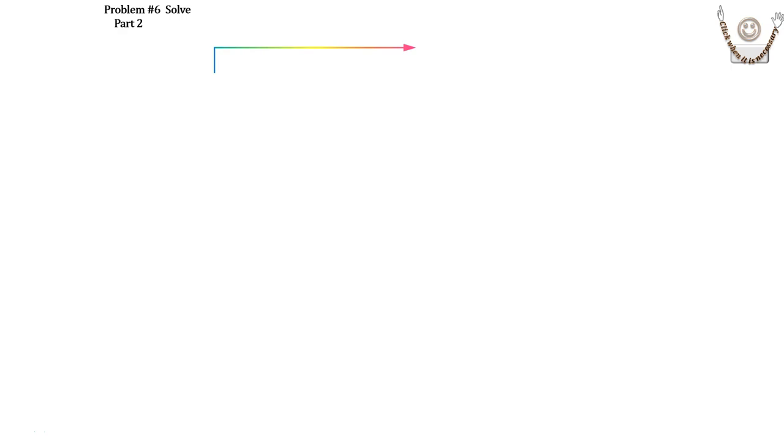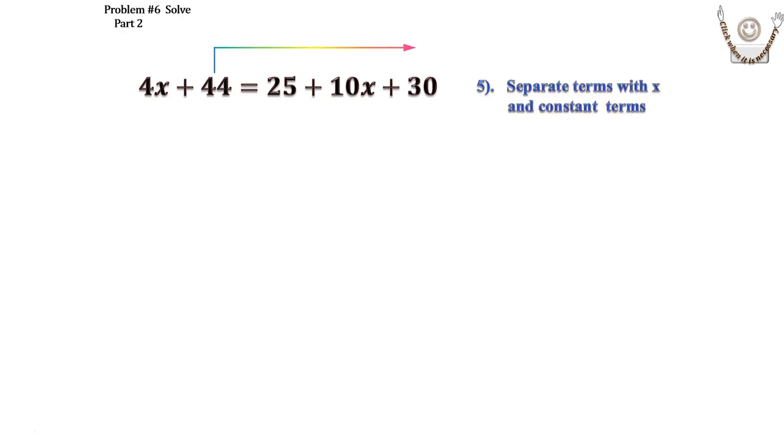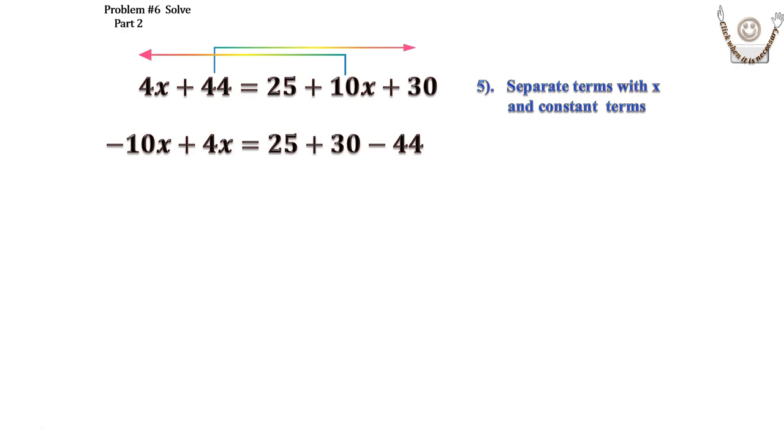Part 2. I copy the previous statement, and now let's separate terms with variables and constant terms. Let's move positive 10x from the right to the left, and 44, positive 44, from the left to the right. As a result, we will have negative 10x and positive 4x equal 25, and positive 30 and negative 44.